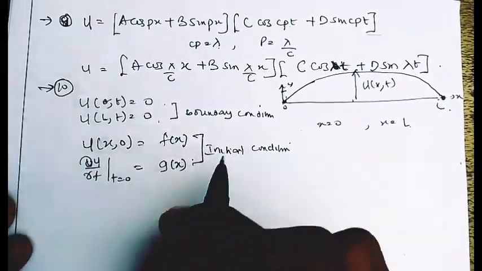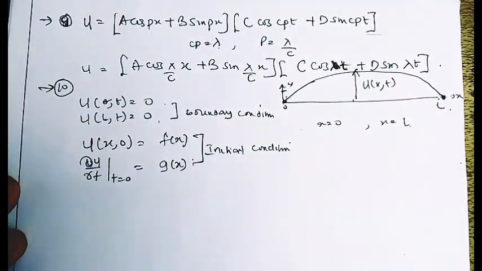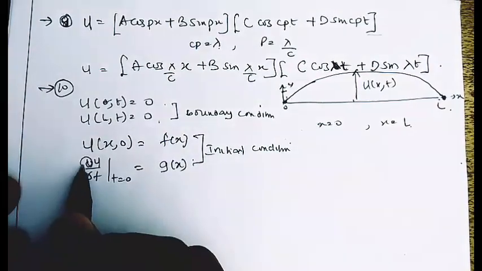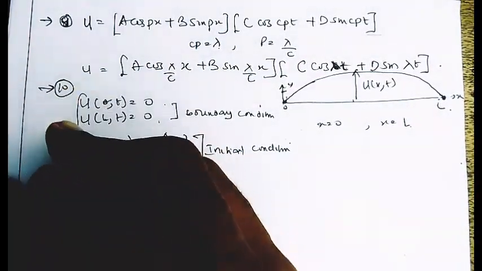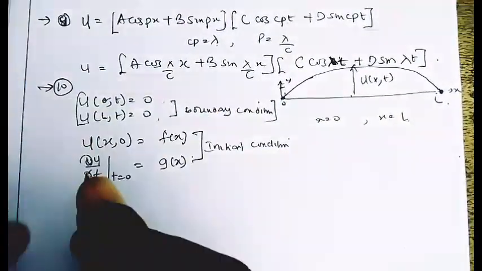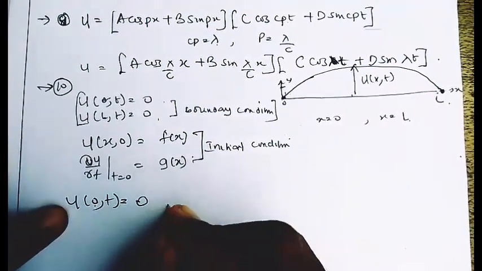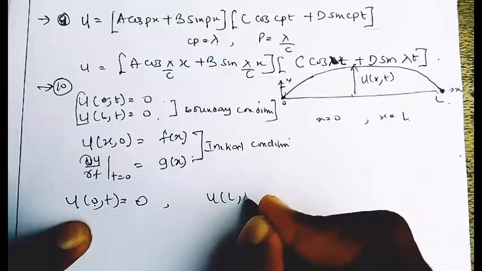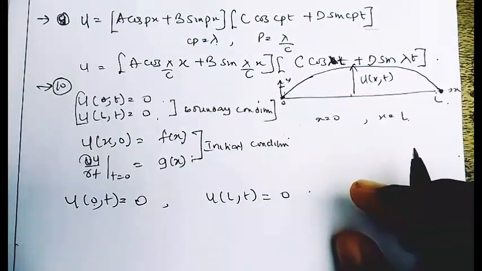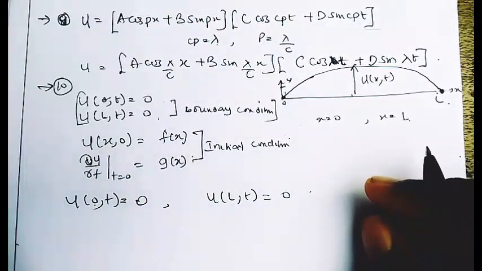So now my 10th step is to apply my boundary condition. My initial condition is going to come later. So I apply my boundary condition, which is given as u equals 0 when x is equal to 0, and u is also equal to 0 when x is equal to L. So I'm going to apply my boundary condition on my u.